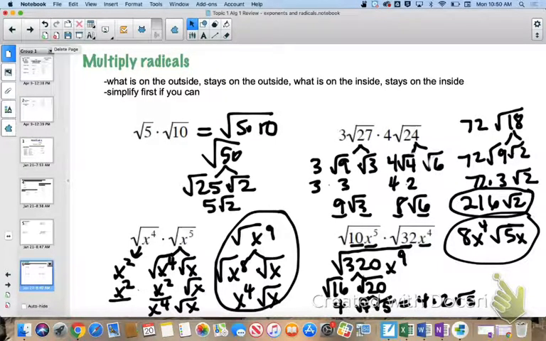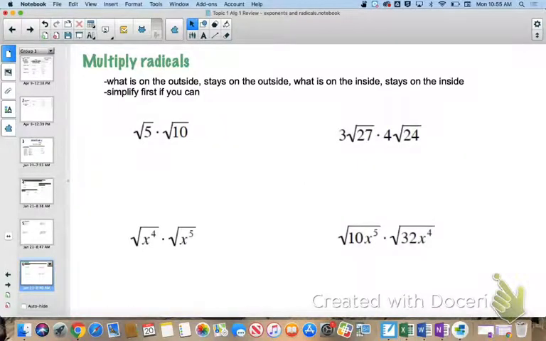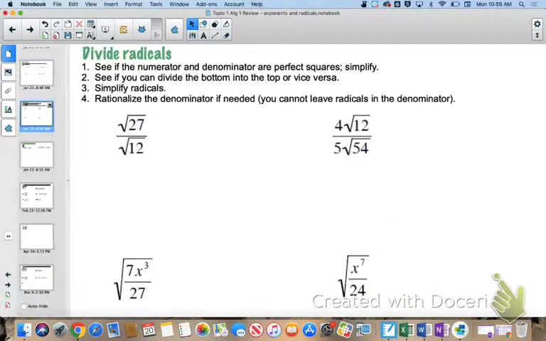All right, next we are going to look at dividing. With dividing, the biggest thing to remember is you cannot leave a radical in the denominator. So we're going to be rationalizing those. However, you want to be able to simplify if you can. So with 27 and 12, 3 goes into both of those, right?